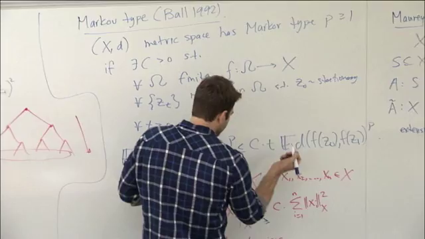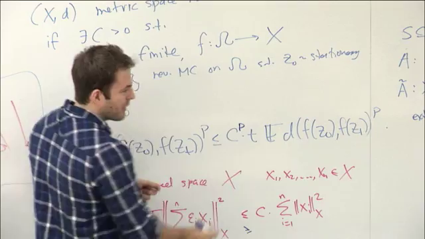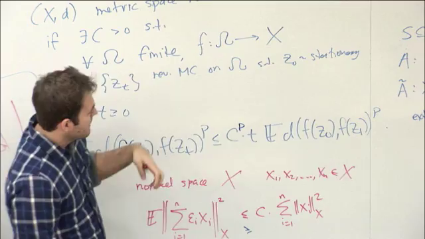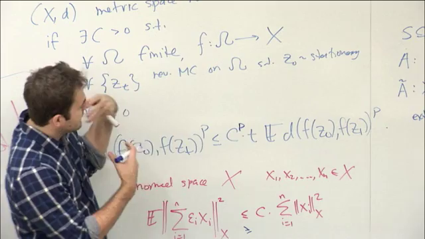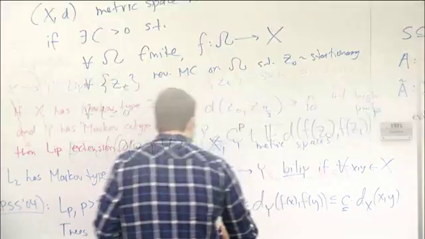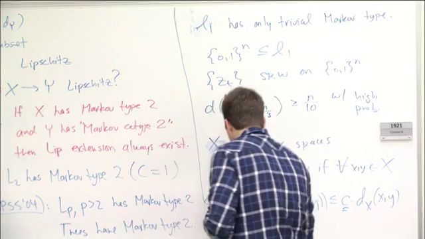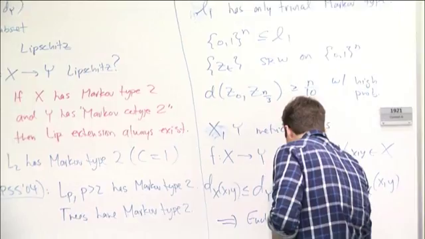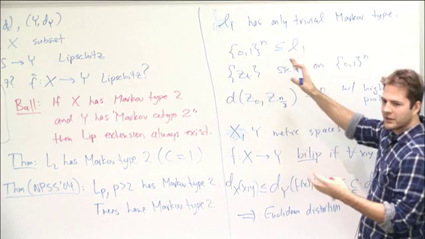This doesn't matter because it was just a constant raised to the power p. But if I want the constant to change in proportion to the distortion, I should put a power p here. But the point is, it's quantitative. So if the map has distortion D, then X will inherit the Markov type of Y, but now with the constant grown by a factor of D. So in particular, you can conclude from this argument that the Euclidean distortion, the distortion required to bi-Lipschitz embed the n-dimensional cube into Hilbert space, grows like the square root of the dimension.